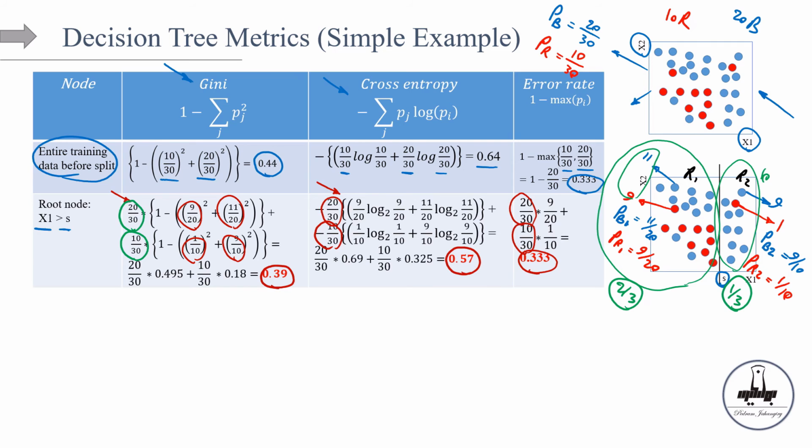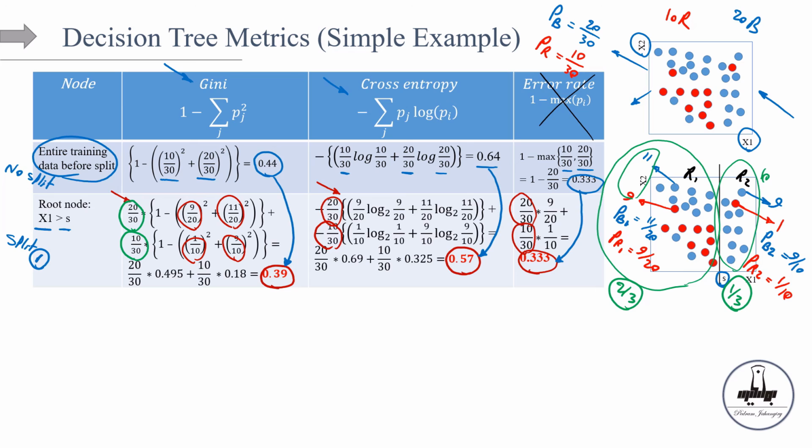Okay. So now I want you to compare these numbers. When we go from no split to, let's say, split number 1, this is one choice, right? And look at that. The Gini goes from 0.44 to 0.39. The cross entropy goes from 0.64 to 0.57. And the error rate goes from 0.333 to 0.333. So not surprisingly, it seems that the error rate is not that sensitive to changes in impurities, right? For that reason, most of the time in practice, we're going to skip this error rate.